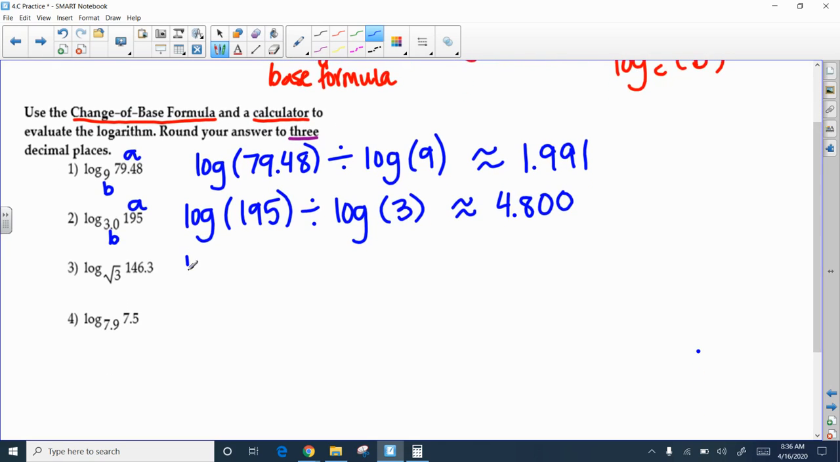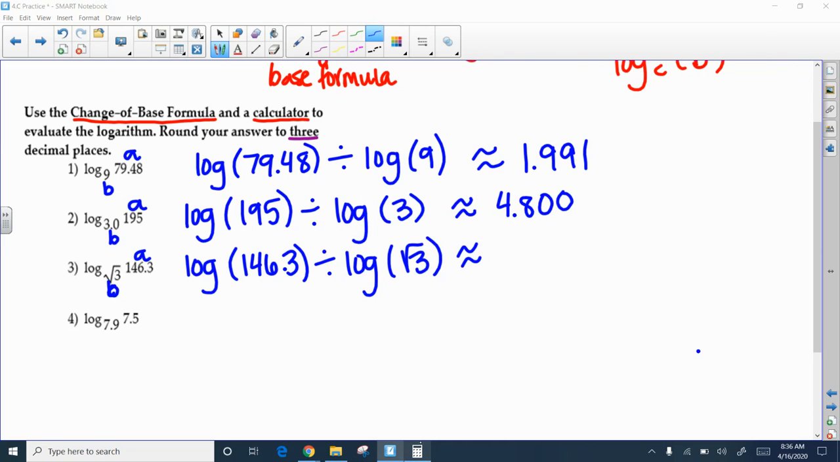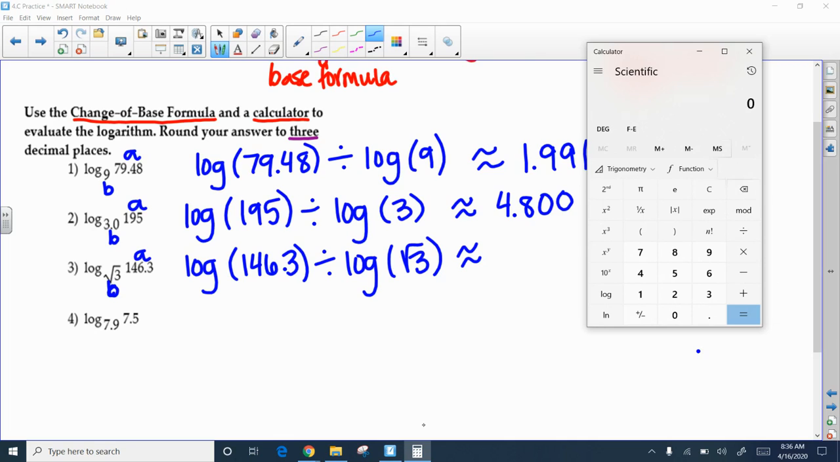All right, number 3. This is log base b of a. So when I enter it in my calculator, I have to do log of 146.3 divided by log of square root of 3. And let's divide that on our calculator. You got to figure out how to do a square root on your calculator. Mine, I have to hit this second button, and then the square root comes up right here. To put it in correctly, we'll have to put parentheses when I'm doing that square root of 3. So you'll have to figure out how to plug this in your calculator.